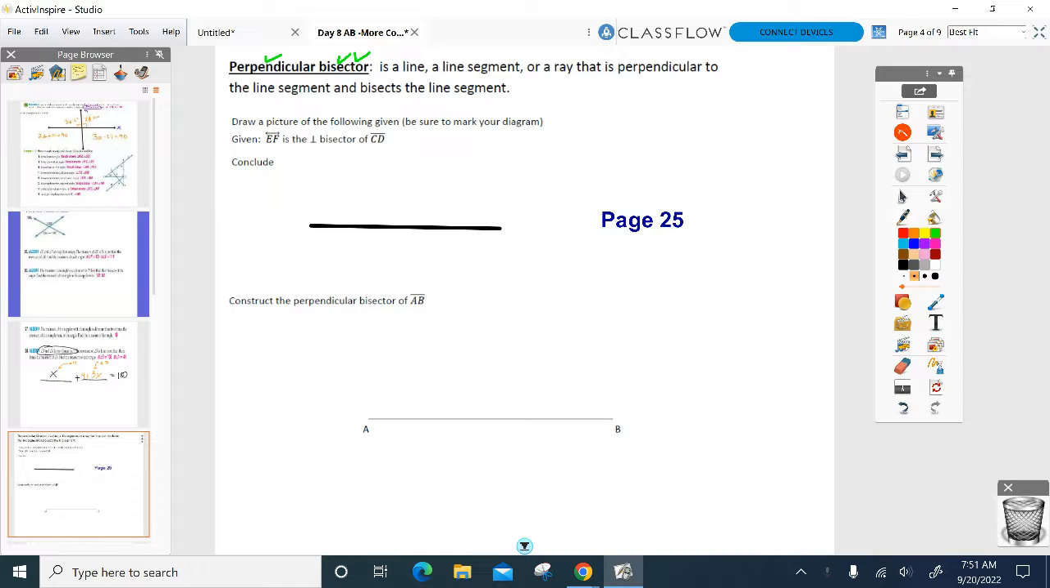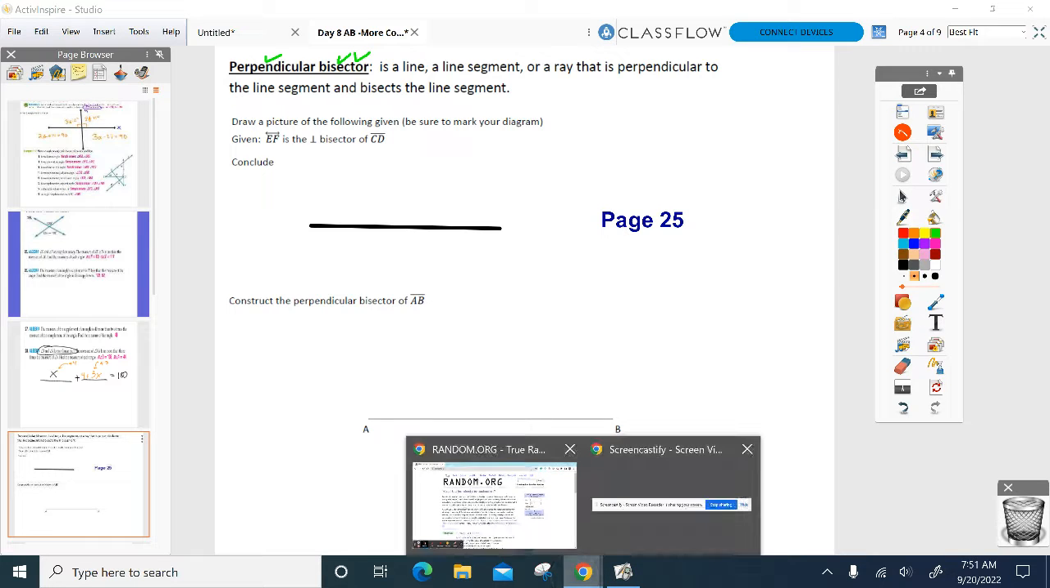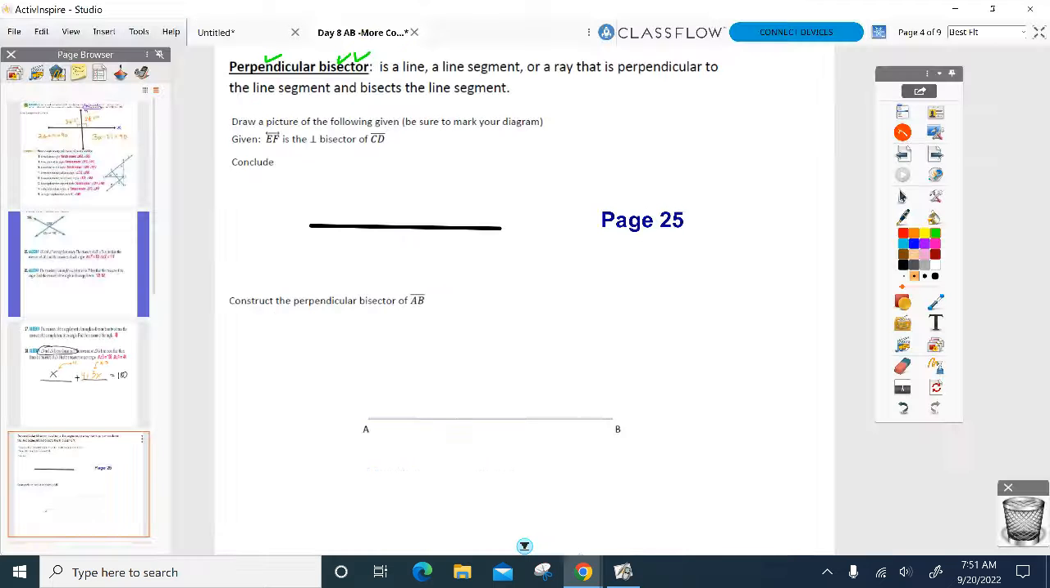Now, we didn't go over that word yesterday, but we went over it on Friday. Bisector. What's happening when something gets bisected? It's just split into two equal angles, or just two equal parts.